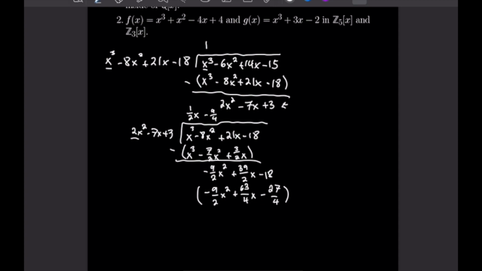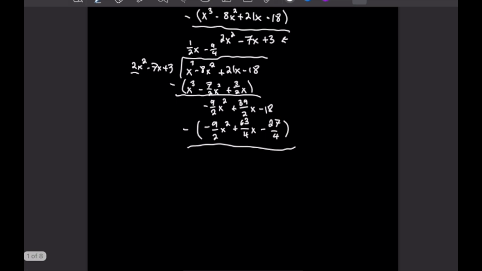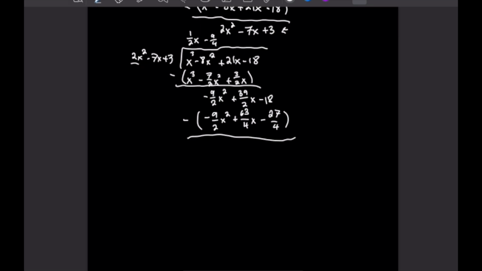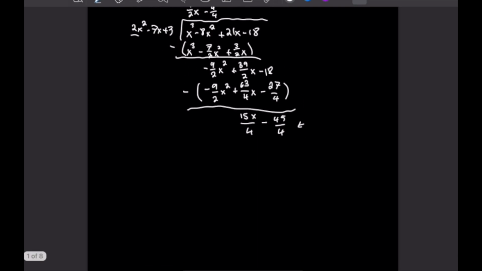Great, so now we will group and subtract. And so once we subtract, we will cancel out our x squared terms. And then let's see what we get when we subtract 63/4 from 39 halves. Well, we will get a 15x over 4 for that, and then we will have minus 45 over 4 over here, as we are adding 27/4 to negative 18. Great. And so we can see now that our remainder is a lesser degree than what we divided by, we can then go ahead and redo our division here.